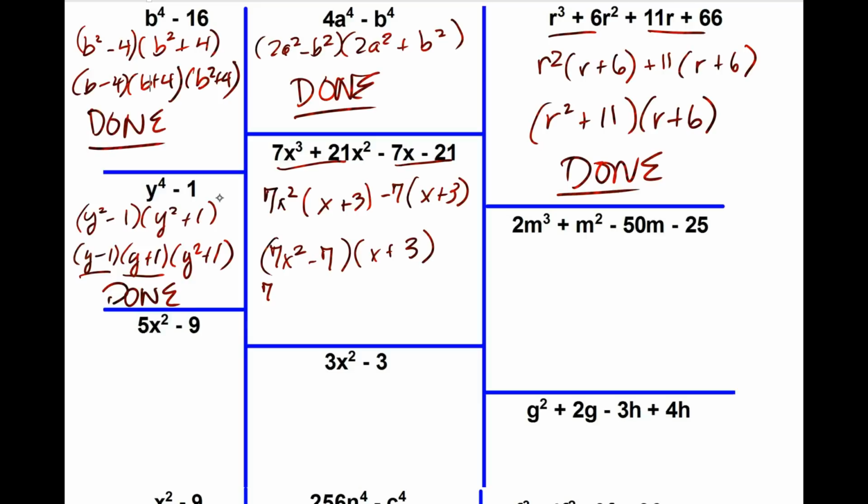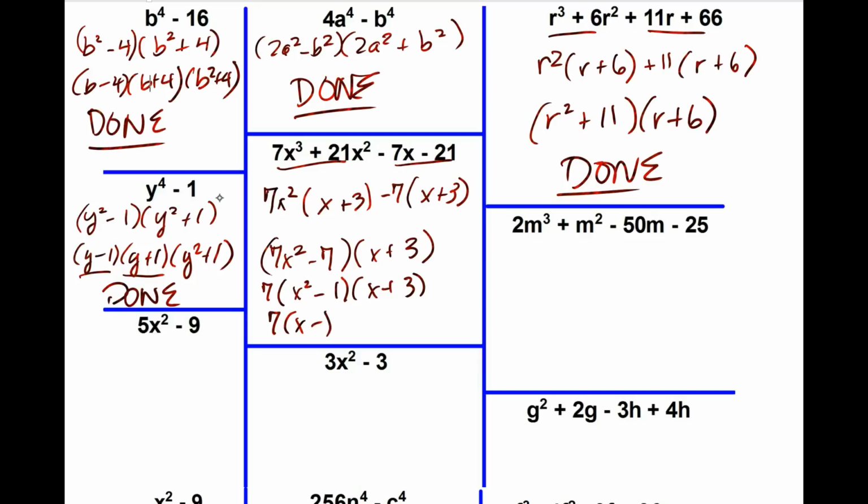There's the greatest common factor of 7 here, and that will leave me with x squared minus 1 times x plus 3. Y'all, I see something squared, and I see the difference. Is this the difference of squares? Yes, it is. We write the subtraction sign first, Mr. O'Neill. That's what we said.